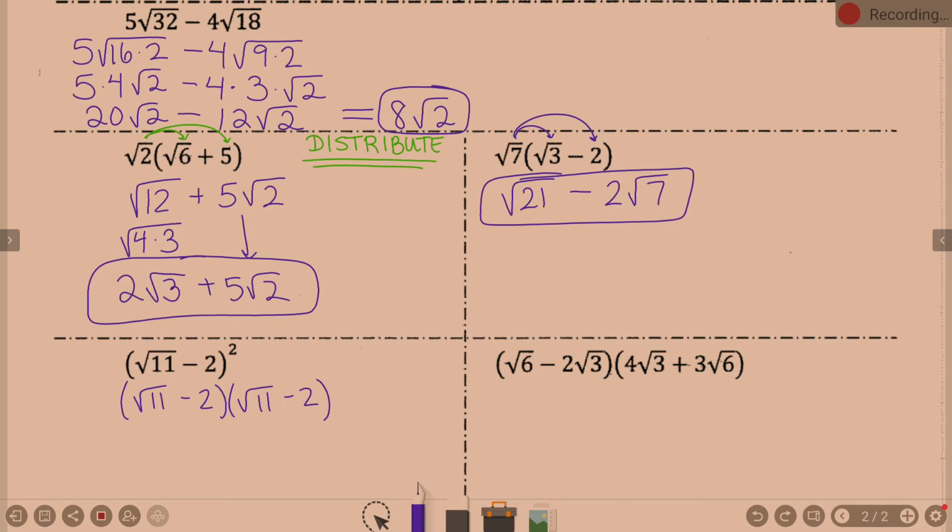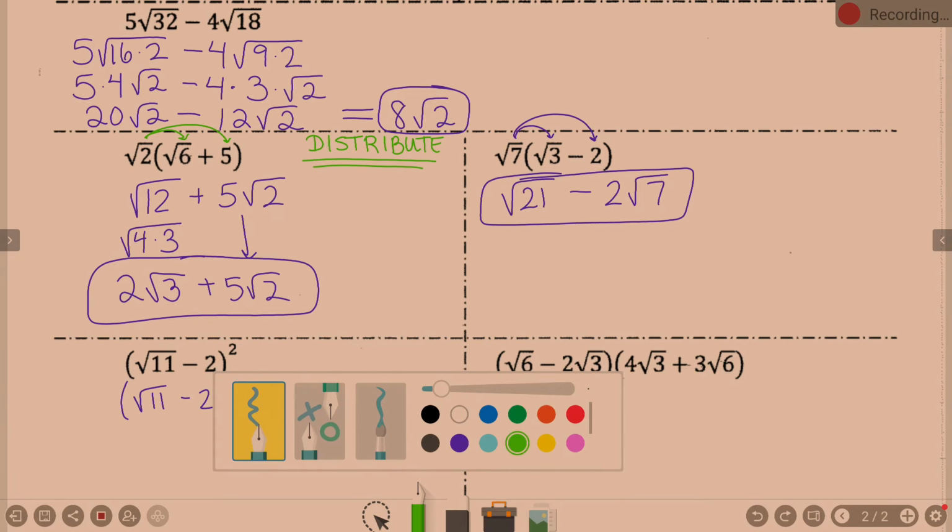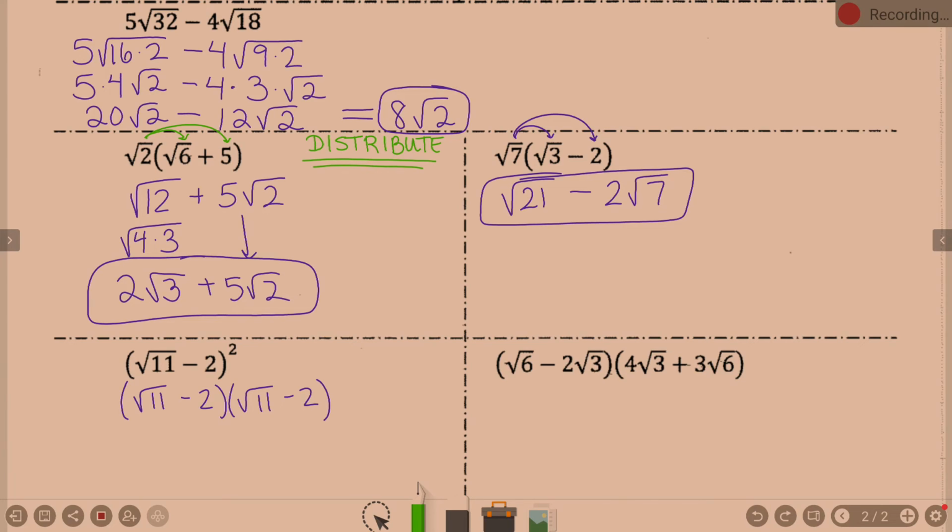We can use the word distribute, or we can use the word FOIL. Although I think I found out earlier this year you guys didn't really care for FOIL as much. Or maybe it was one of my other classes. I do use FOIL if it's like this. Whether you think FOIL or distribute doesn't matter to me as long as you know what to do. So the first thing we're going to distribute, or the F, is the first thing in each parenthesis.